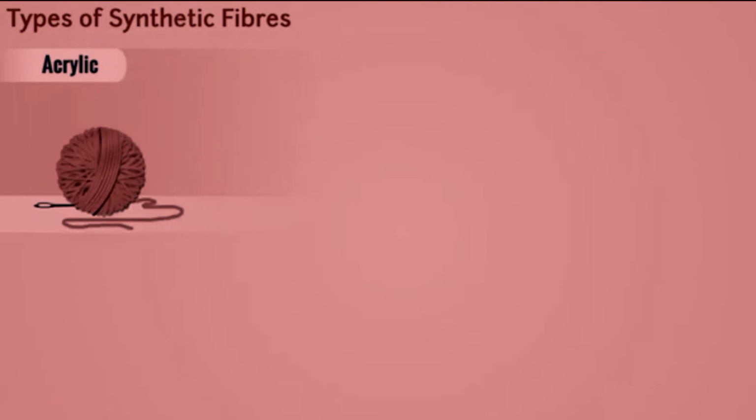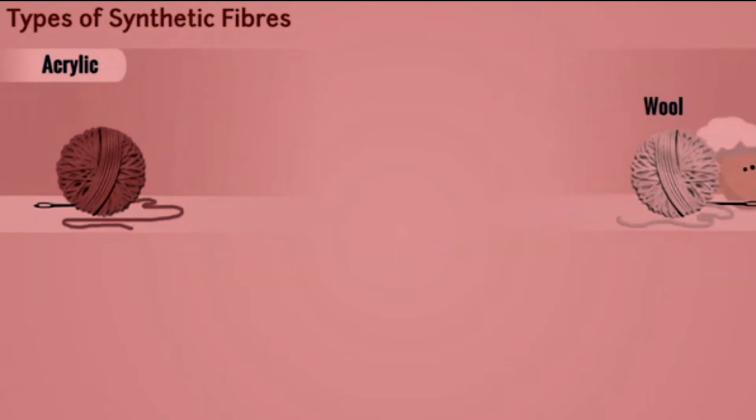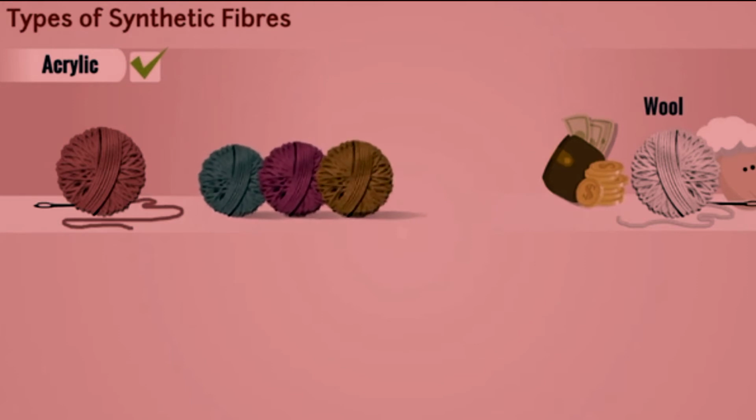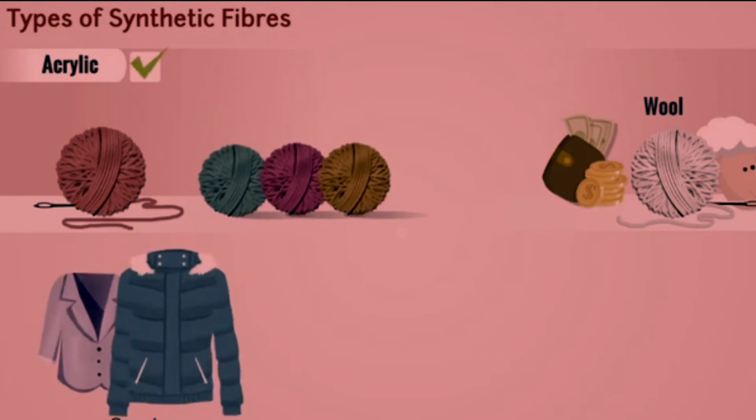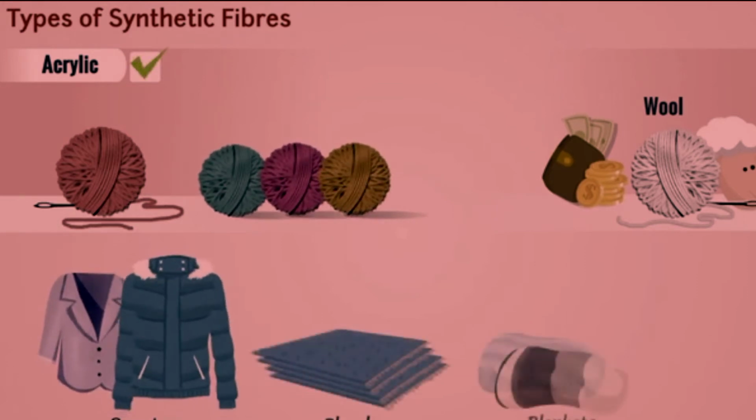Acrylic. Another artificial fiber which resembles that of wool is acrylic. It is a good alternative to expensive wool. It is available in a variety of colors. Sweaters, shawls and blankets made with acrylic are relatively cheaper than wool.